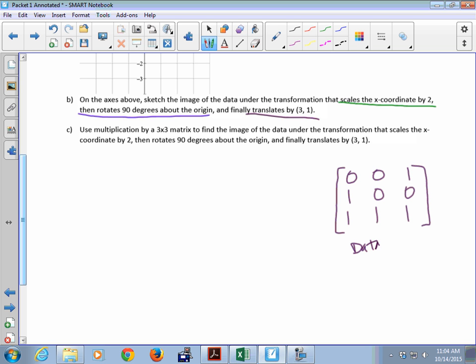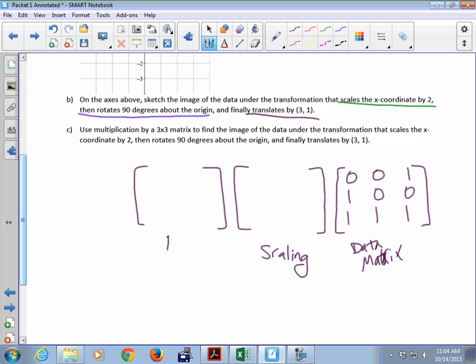So I'm just going to label what this is. This is my data matrix. And then this is the weird part, because matrix multiplication is not commutative, right? The first thing that's going to get done to the data, I have to put in a matrix right next to it. So what's the first thing that I do to my data matrix? Scale it, yeah. So this is going to be my scaling matrix. And then after scaling comes my rotate matrix. And then after rotate comes my translate matrix. So you have to go right to left.